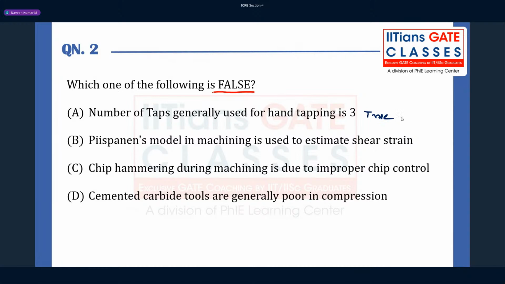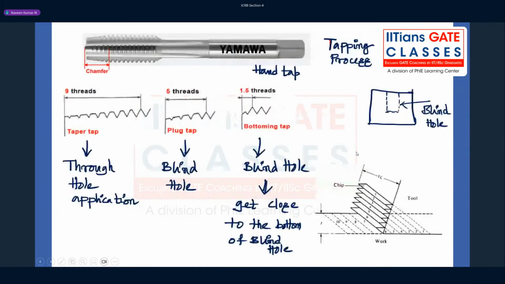Piispanen model in machining is used to estimate shear strain. Obviously, whoever studies machining, we have to go through this Piispanen model. And the figure that you are seeing in the right hand side bottom is the Piispanen model. What is that? We'll discuss.